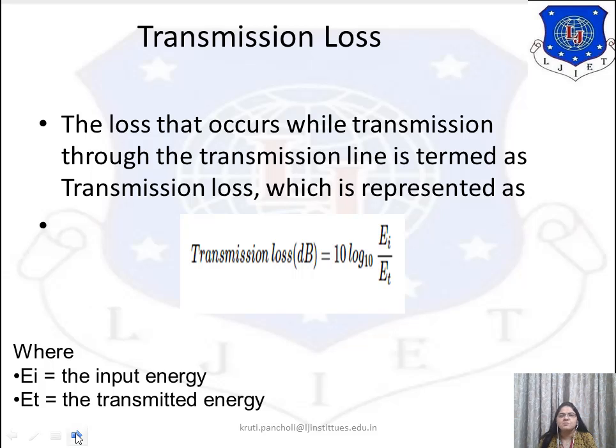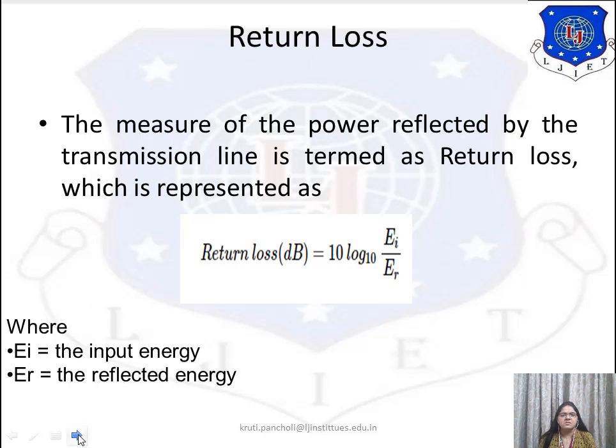Next loss, transmission loss. The loss that occurs during transmission through the transmission line is termed as transmission loss, which is represented as transmission loss is equal to 10 log 10 of EI upon ET. So EI is the input energy, and the ratio of input energy to transmitted energy is referred to as transmission loss. Return loss: the measure of the power reflected by the transmission line.